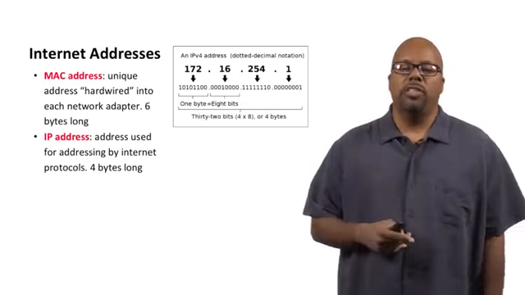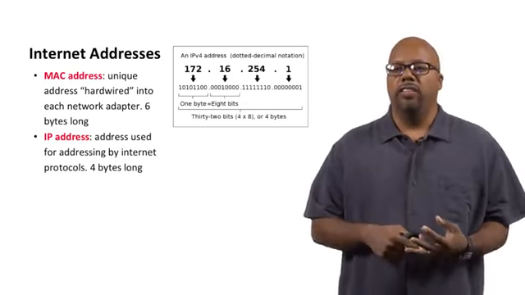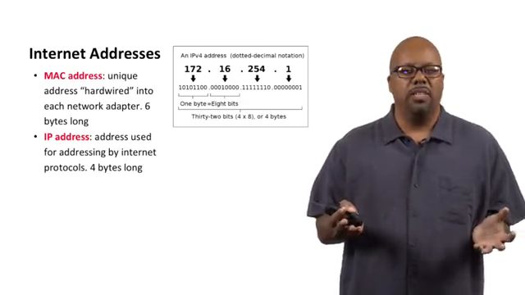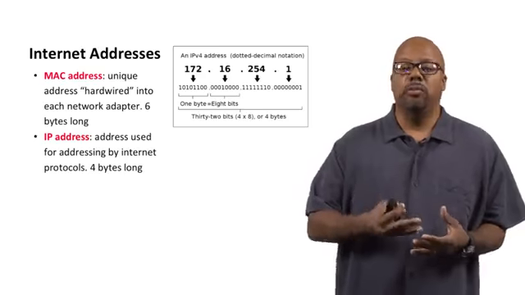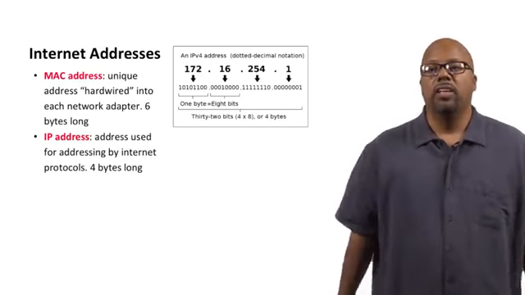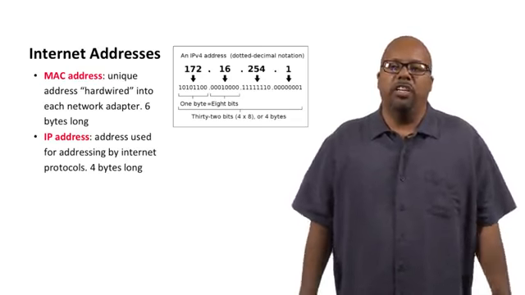So you can see this representation up here, this dotted decimal notation, which is very common to see IP addresses in. There are 4 numbers separated by dots. Each number is a number from 0 to 255. So that's what a typical IP address looks like.